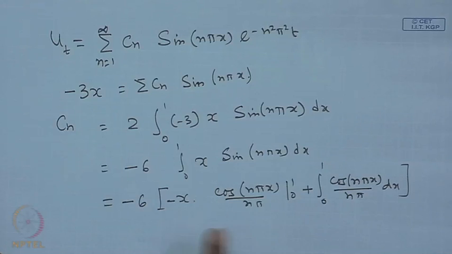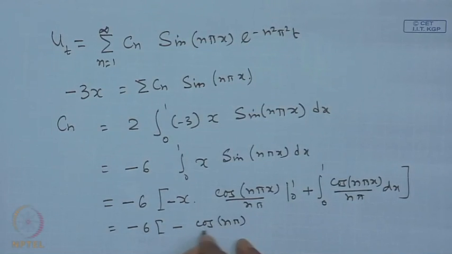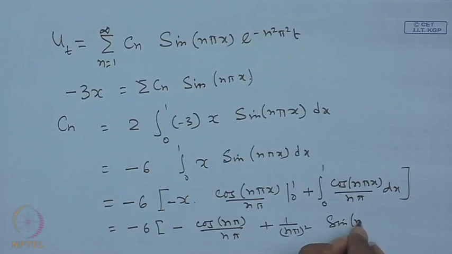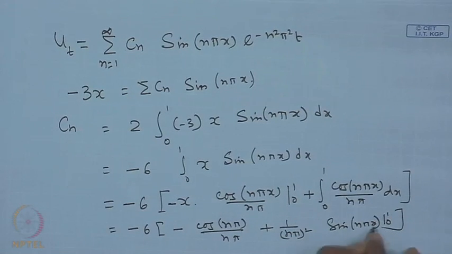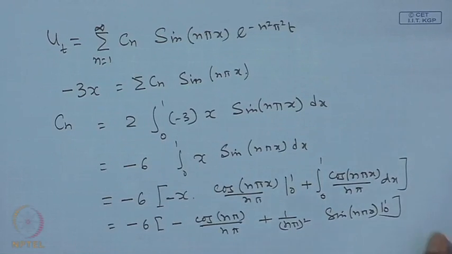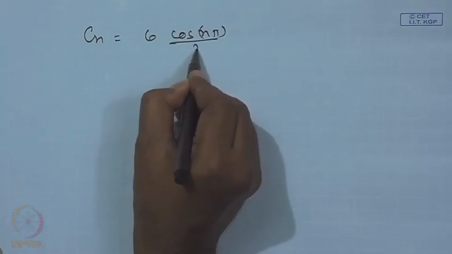So, when I put 0, the whole thing vanishes, that will be minus 6 times minus cosine n pi over n pi, and this becomes 1 by n pi square sin n pi x from 0 to 1, and sin n pi is 0, sin 0 is also 0. So, C_n in this particular case turns out to be 6 cosine n pi over n pi.